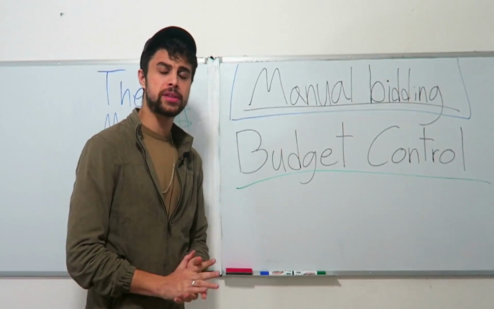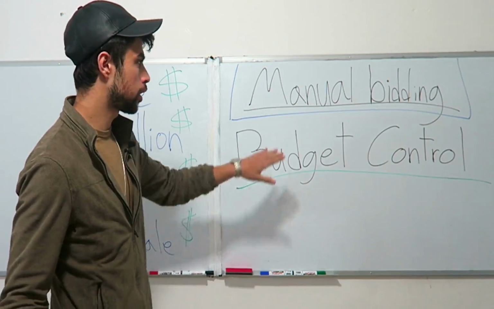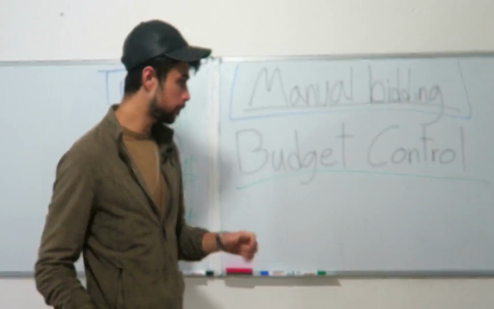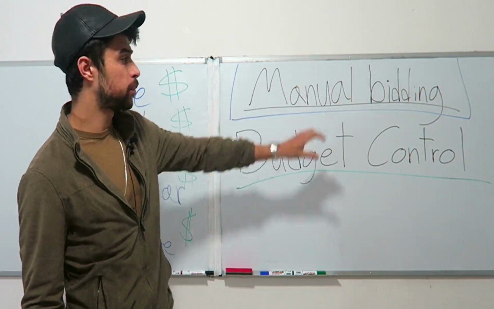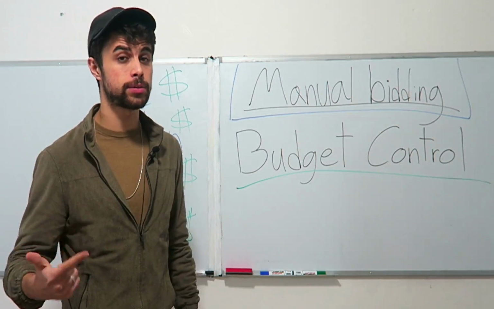So after explaining the difference between automatic bidding and manual bidding, I want to touch a little bit more on manual bidding so you really understand it fully, because this is really the science and the foundation of, first of all, scaling and of very successful Facebook ads, okay?